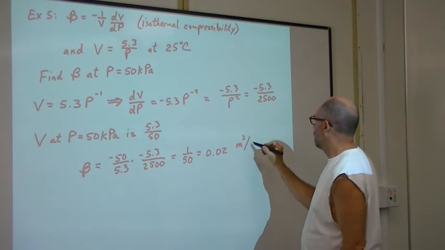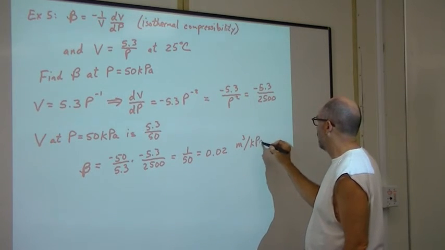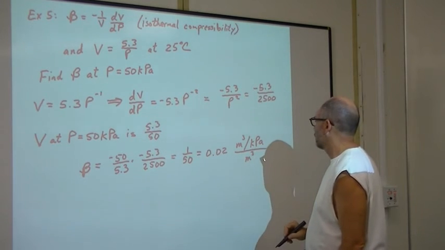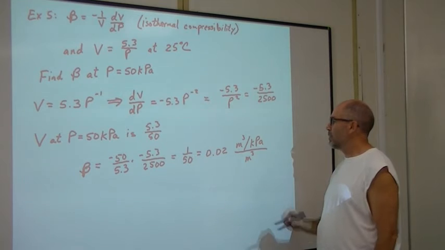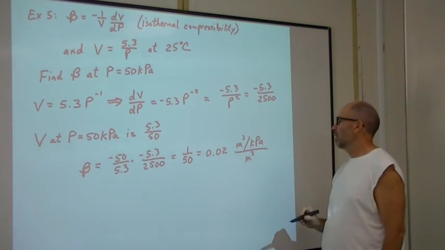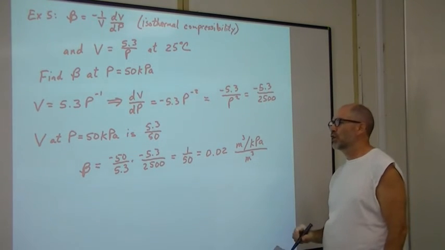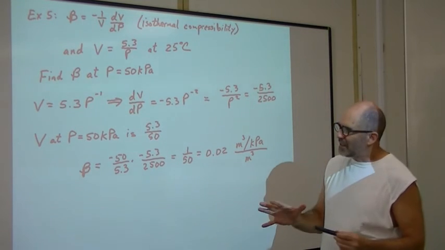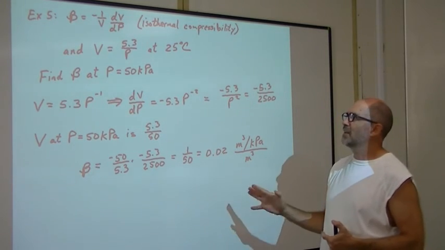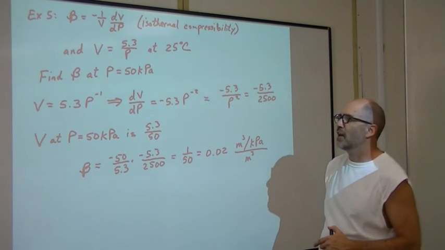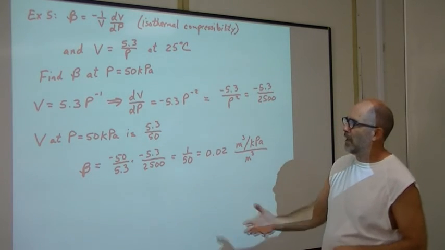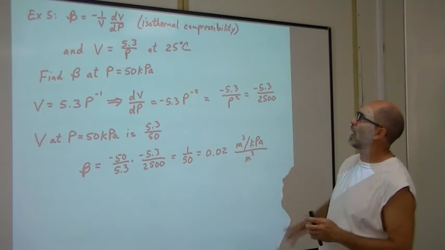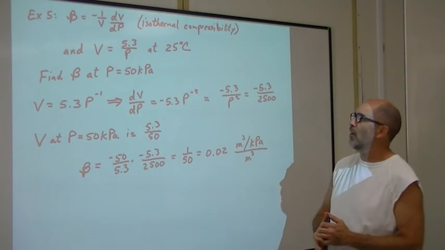Cubic meter per kilopascal per cubic meter. So that's our beta, 0.02 cubic meter per kilopascal per cubic meter. All right, so basically that wasn't as difficult as it looked. You're just not used to dealing with kilopascals and cubic meters and all that junk, isothermal compressibility, all that stuff.